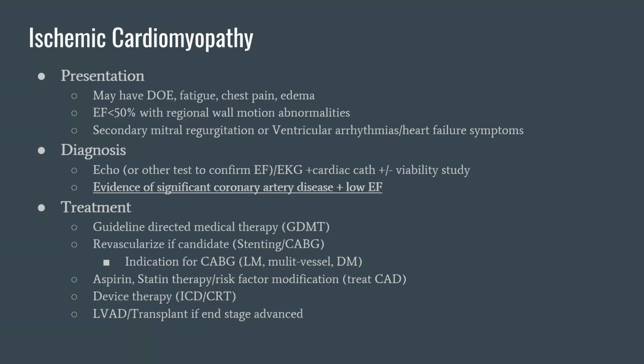So that's ischemic cardiomyopathy. The take homes are they're going to present like coronary artery disease patients, plus or minus some heart failure symptoms. Their EF is going to be less than 50% with maybe regional wall motion abnormalities on echo. They're going to have significant coronary artery disease that's causing the dilation of the ventricle and the remodeling.